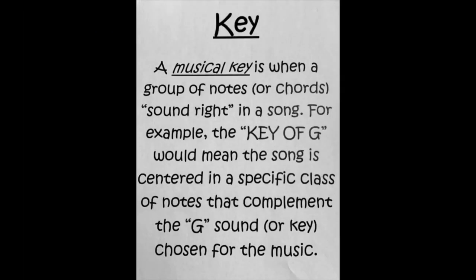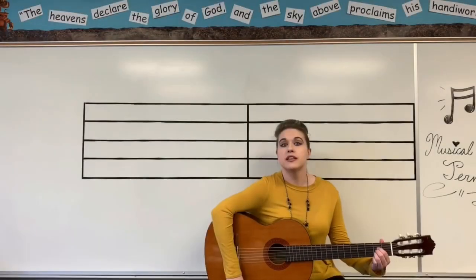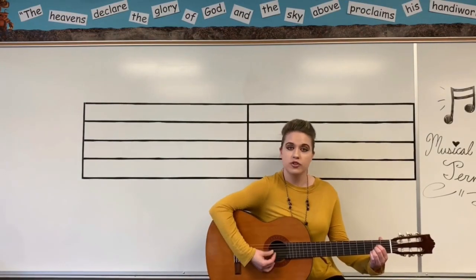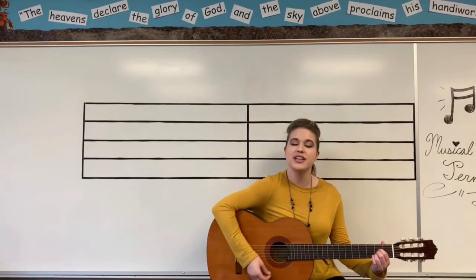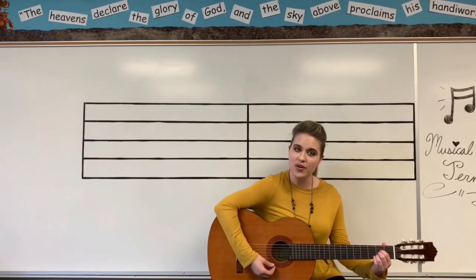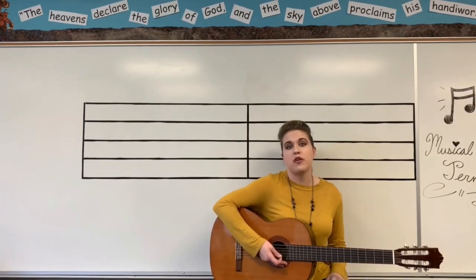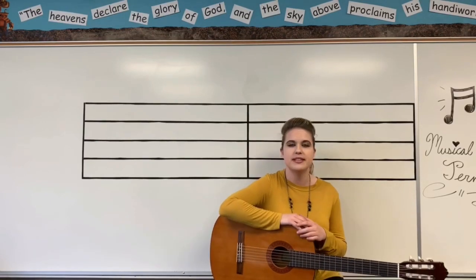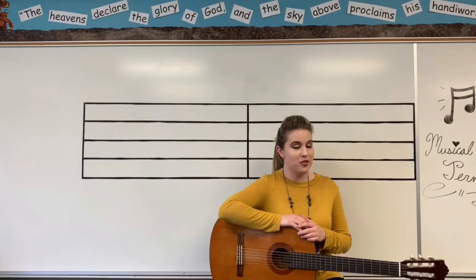A musical key is when a group of notes or chords sound right in a song. For example, the key of G would mean the song is centered in a specific class of notes that complement the G sound or key chosen for the music. I'm going to take the same song that I used as an example earlier, Jesus Loves Me, and it sounded like this. Jesus loves me, this I know. I could have chosen any chord to start me off with that song. I chose A because that was a good fit for my voice, what's comfortable for me to sing. It was a good key for me to choose.